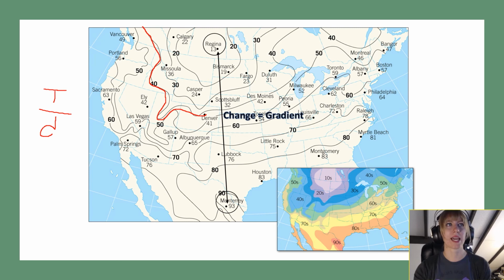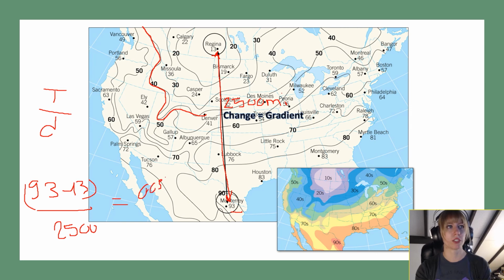So let's say the distance, like right here, is 2,500 miles. Okay, we have 93 and 13. So we're going to do 93 minus 13 over 2,500. And this essentially gives you 0.032 degrees Fahrenheit per mile change. So that means as you're traveling north, every mile you go, you're going to have a 0.032 degree Fahrenheit difference.